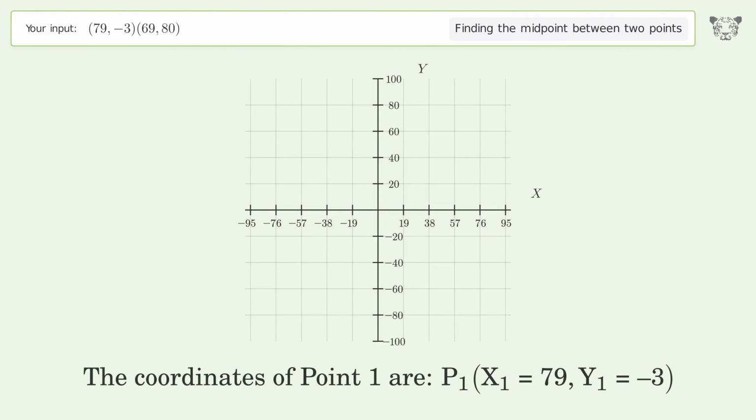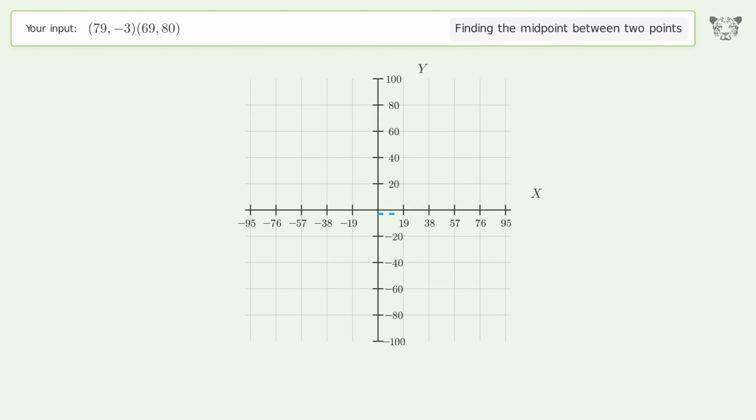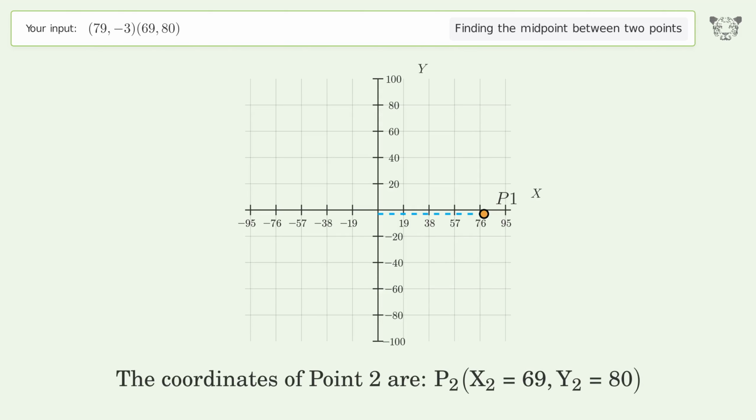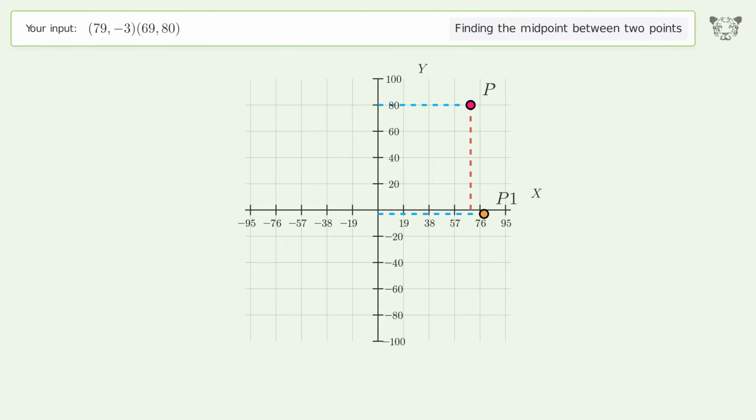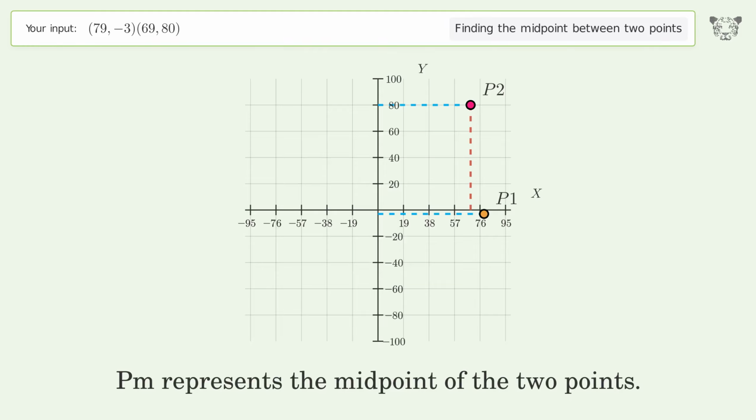The coordinates of point 1 are x1 equals 79, y1 equals -3. The coordinates of point 2 are x2 equals 69, y2 equals 80. PM represents the midpoint of the 2 points.